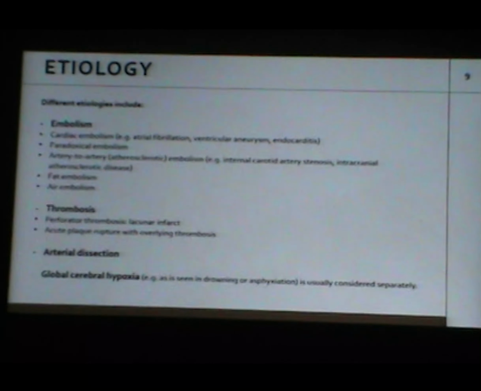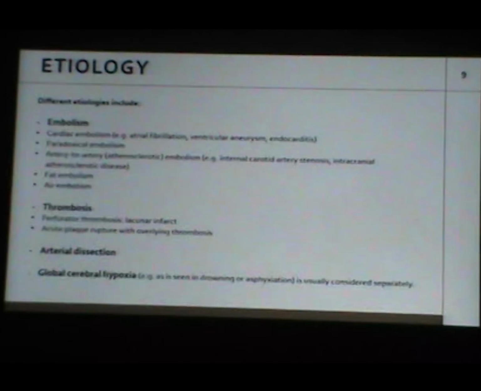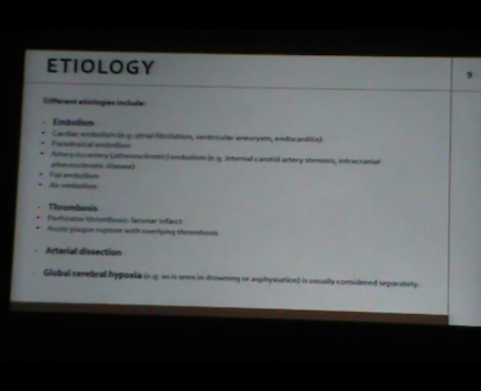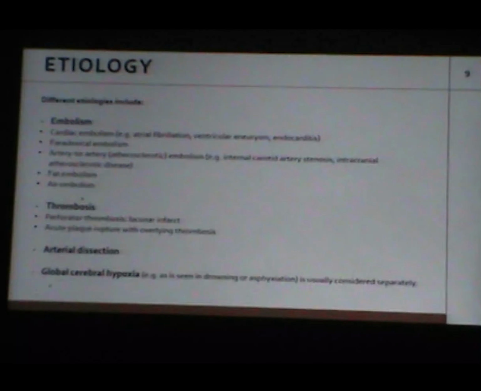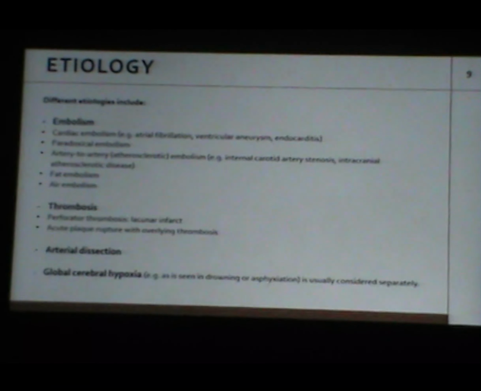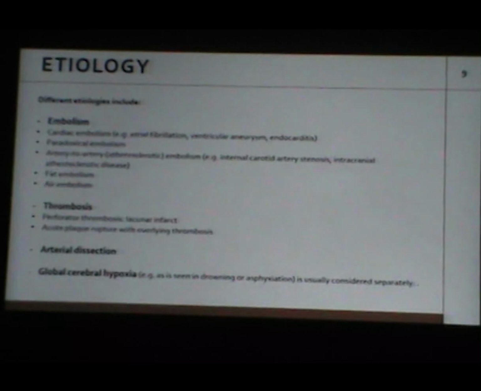The most known etiologies for stroke are either embolic or thrombotic. Embolic include the cardiac source, paradoxical embolism, and artery-to-artery embolism. The thrombotic strokes include either lacunar infarctions resulting from perforator thrombosis, or acute plaque rupture from a stenotic vessel with overlying thrombosis. Also, arterial dissection and hypoxic ischemic encephalopathy are common etiologies for cerebral ischemia.